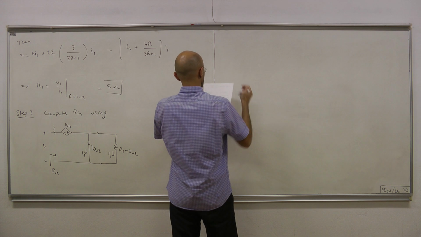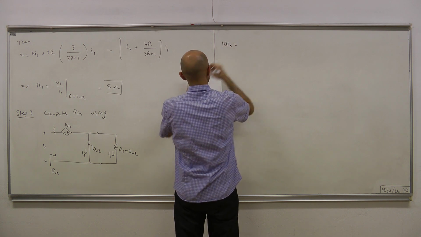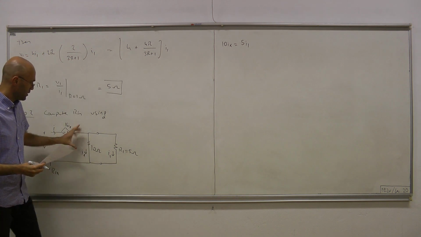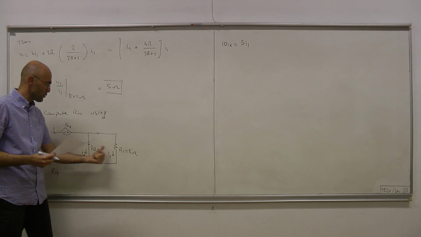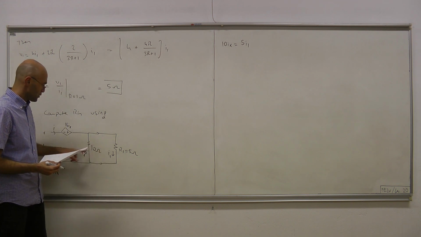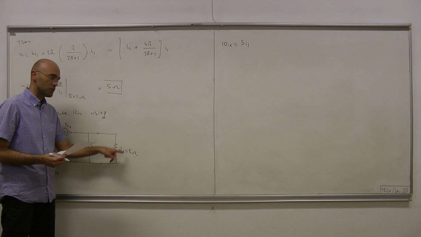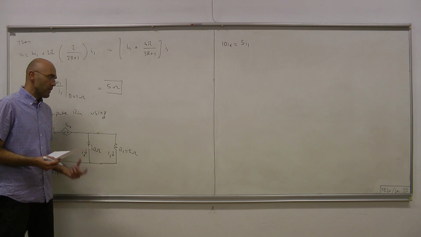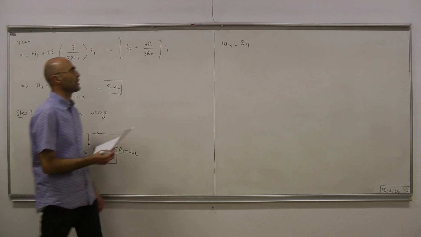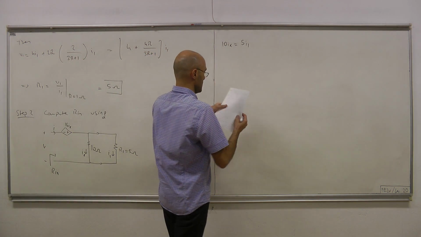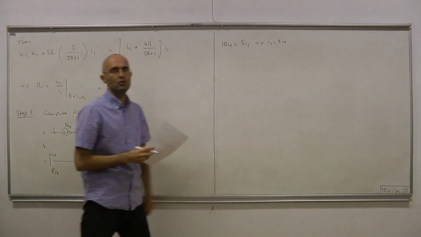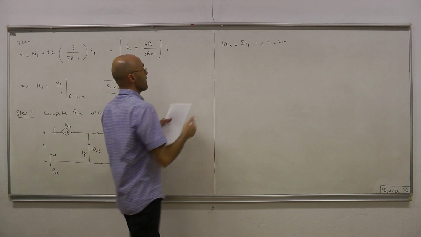Okay. So 10Ix equals 5I1. Why is that? Here we have voltage, here we have another voltage, and those two resistors are parallel, therefore this voltage must equal that voltage. So this voltage is 10 times Ix, this voltage is 5 times I1, and they are equal to one another, and that gives us the ratio of the currents. Okay, 10Ix equals 5I1, meaning that I1 equals 2Ix.